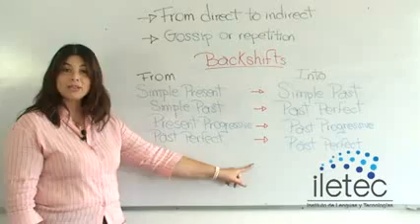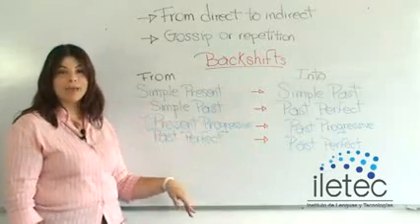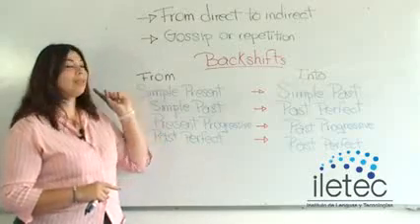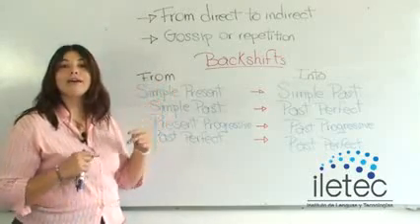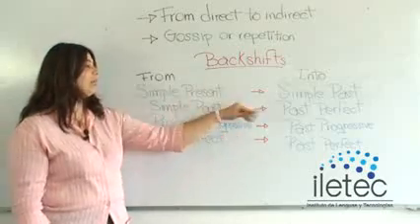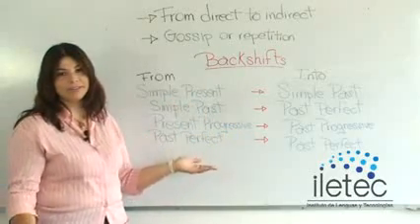Remember, the idea of a backshift is to send everything to the past. It is not your present and it didn't happen to you. You are making a gossip or repetition, so you have to send it to the past. Present, past. Always try to do that backshift and you will be safe in the indirect speech.